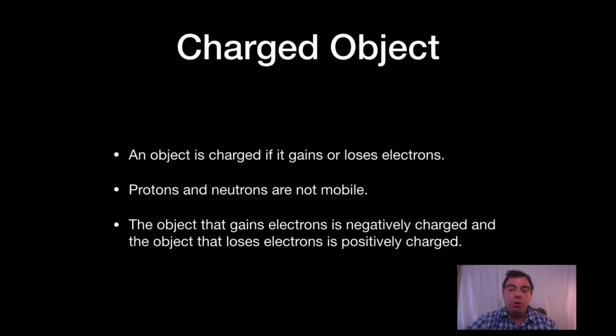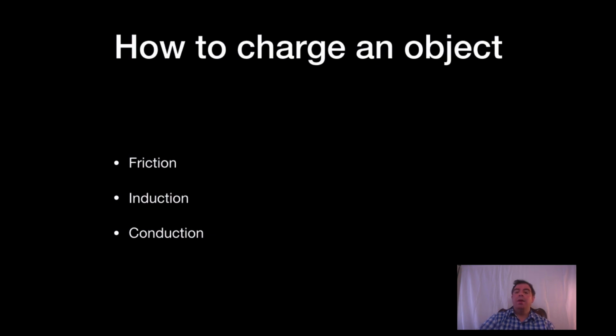An object is charged if it gains or loses electrons. You cannot have movement of protons or neutrons. They're held together in the nucleus by the strong nuclear force, so they will never move. Protons and neutrons are never mobile. So the object that gains electrons is going to be negatively charged, and the object that loses electrons is going to be positively charged.